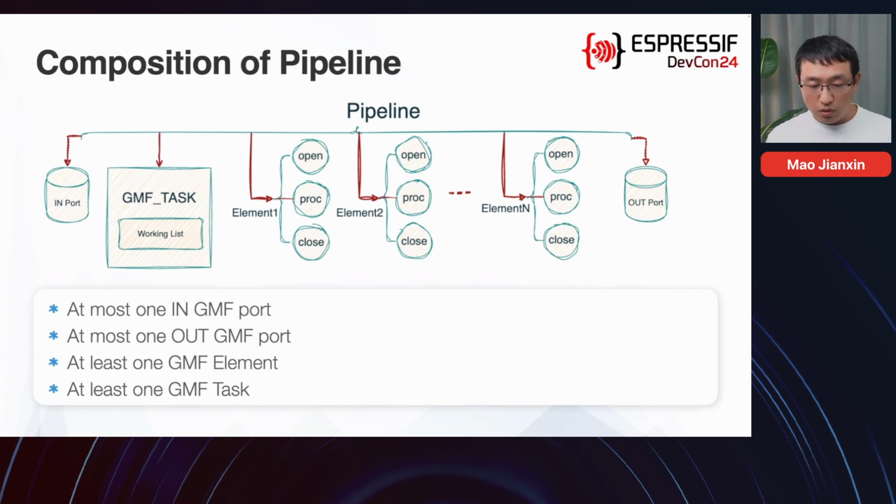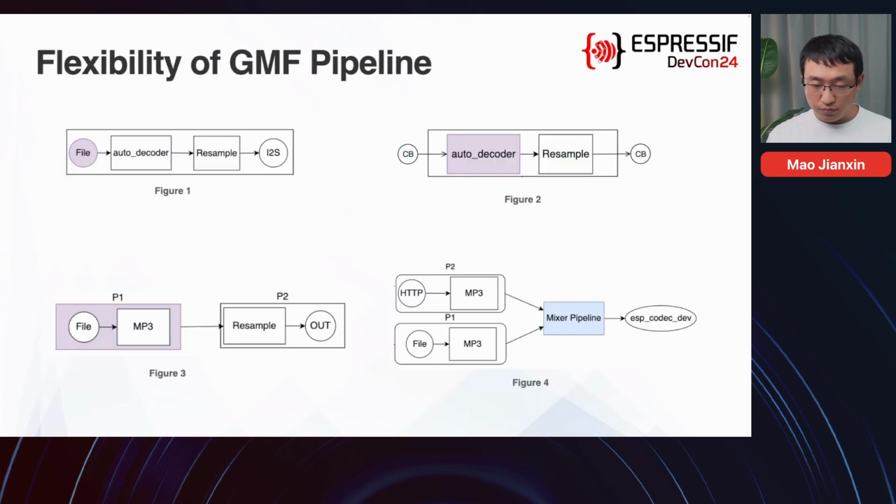The import connects to the input of the first level element, while the output connects to the output of the last level element. A pipeline can have one or more elements, limited only by physical constraint. GMF pipeline is highly flexible. Here are four basic pipeline applications.